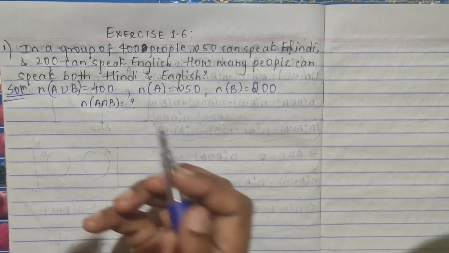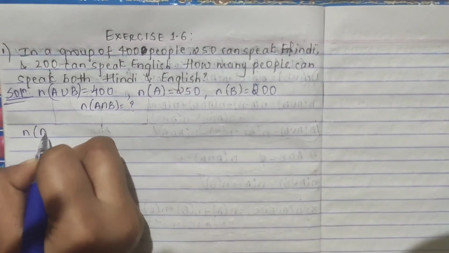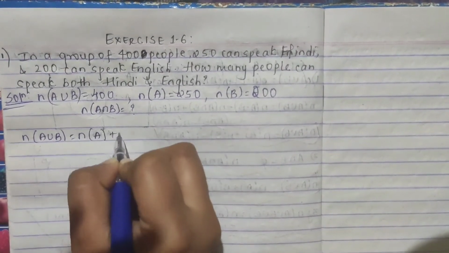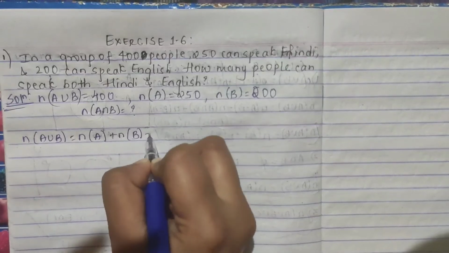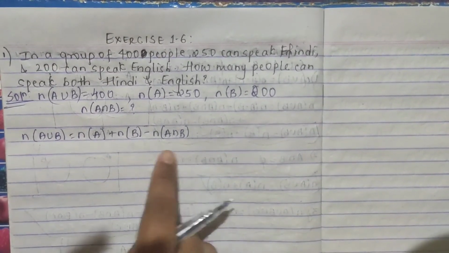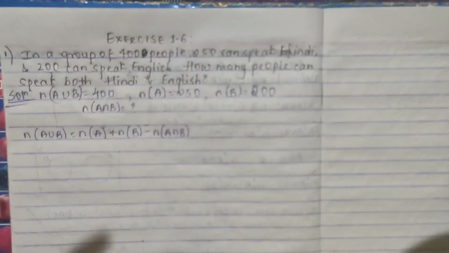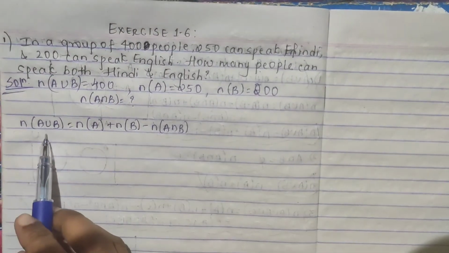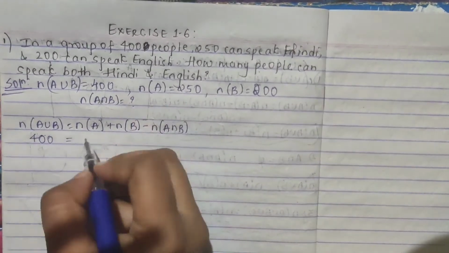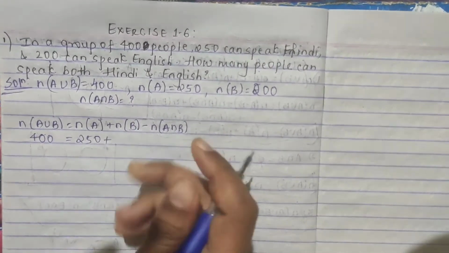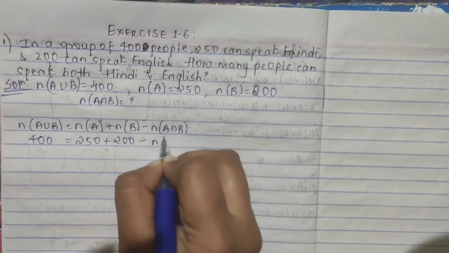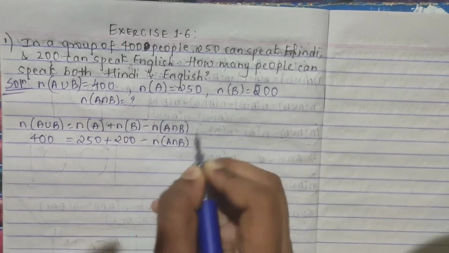So what is our formula? Same: N of A union B is equal to what? N of A plus N of B minus N of A intersection B. This is our formula. We'll substitute our values. So N of A union B is how much? It is 400. N of A is how much? 250. N of B, how much is it? 200. N of A intersection B, we'll keep as it is.